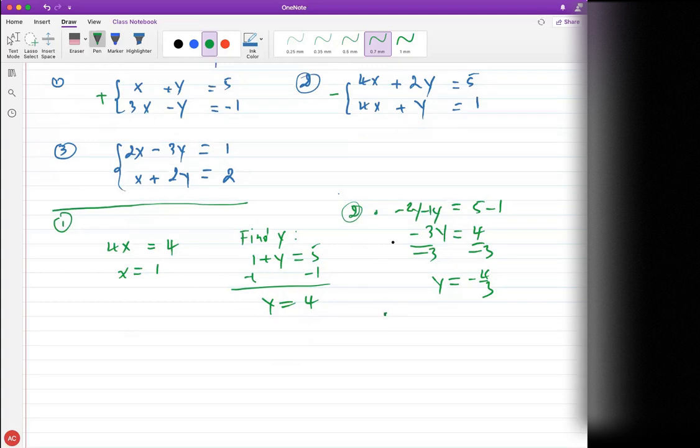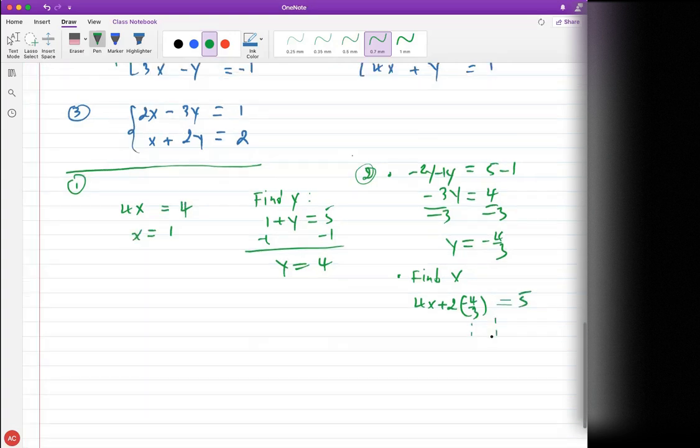We still have to find x. Either one of these will be fine to use, so let's use the first one. We're going to take the y and plug it here. So it'd be 4 times x plus 2 times y equals 5, and you basically just solve this to find x. We already know how to solve equations with fractions, but you continue here to find what x is.